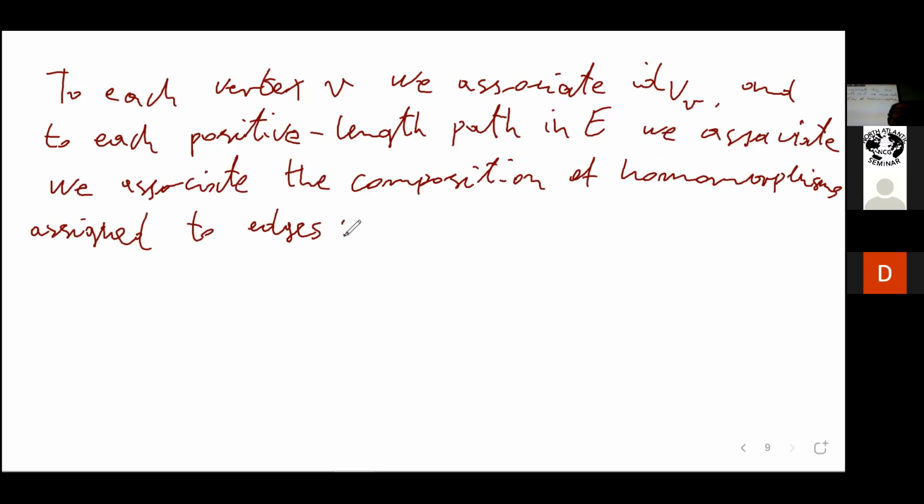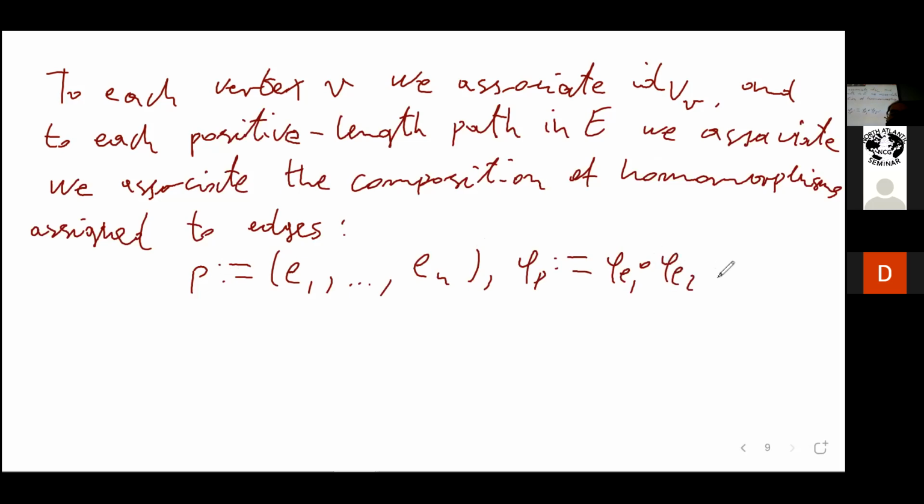So if I have a path P composed out of edges E1 through En, then phi P is by definition the composition of homomorphisms assigned to edges. So phi of E1 composed with phi of E2 and so on up to phi of En. Okay, and you can nicely see it on a picture.